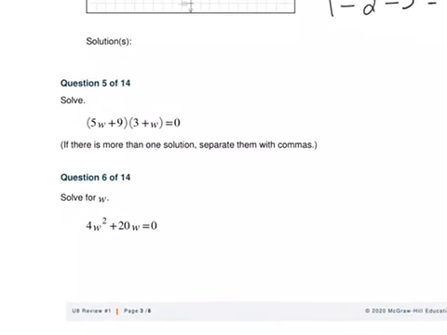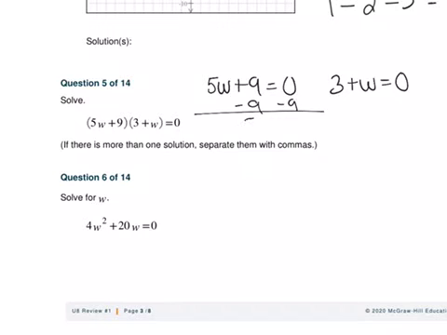Question 5 is a little simpler because question 5 is already factored out. So you don't have to do the factoring this time. All you have to do is set each of the factors equal to 0. So for number 5 on the test, you're going to say 5w plus 9 equals 0 and 3 plus w equals 0, and you're going to solve each of those so that you have, again, 2 answers. So this one's going to be a fraction. We're going to minus 9 from both sides. We have 5w equals negative 9.